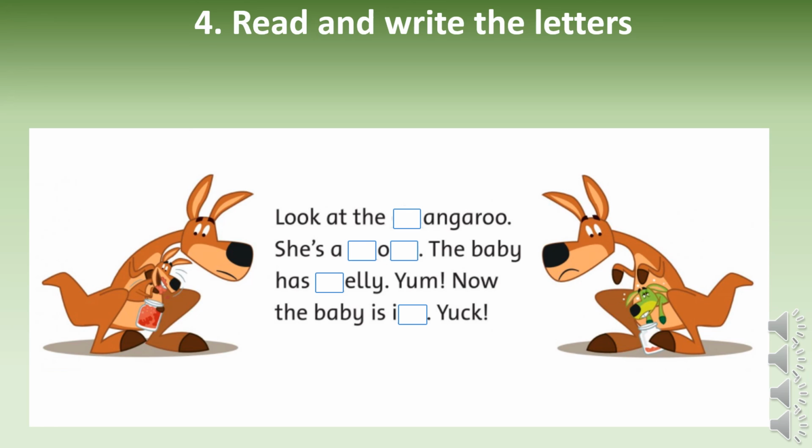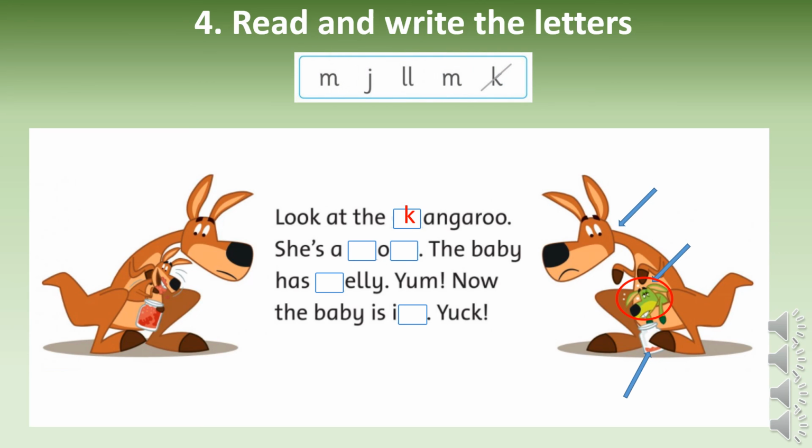Now, what can you see in the pictures? Number one, very good. A mommy kangaroo. Number two, a baby kangaroo. Excellent. Yes, it's a hill already. And number four, what can you see? Yes, excellent. It's a jelly. So you read. Look at the kangaroo. Yes, you choose K here. So when you choose K already, you omit K here.